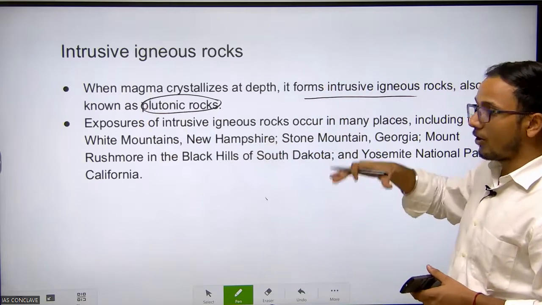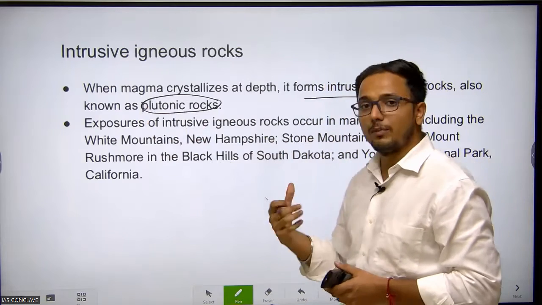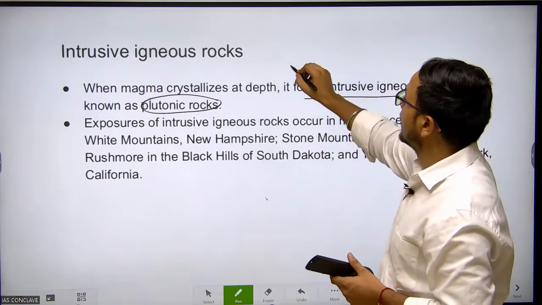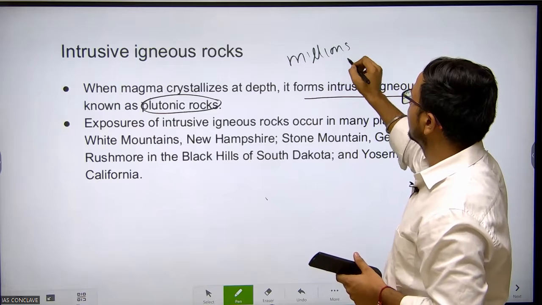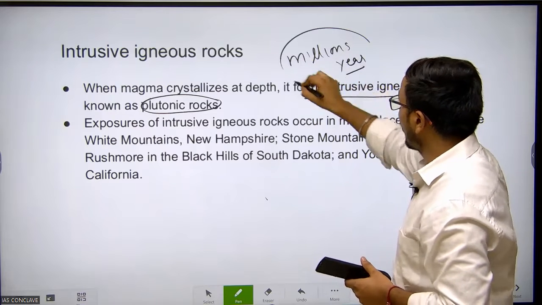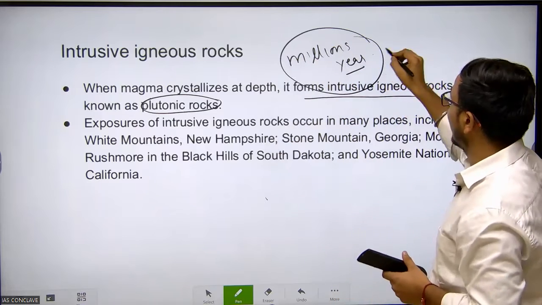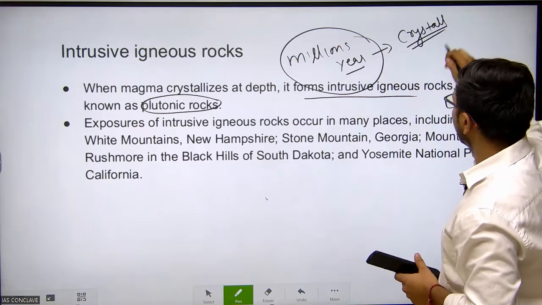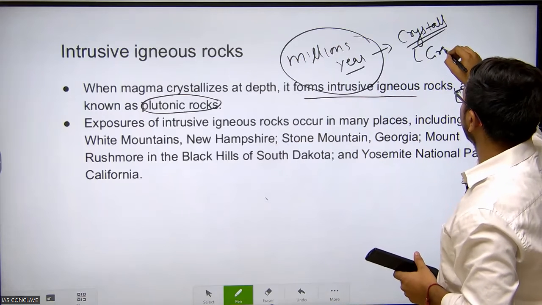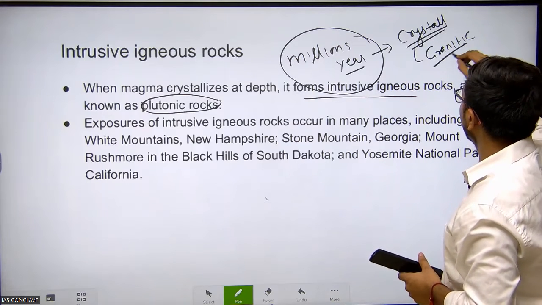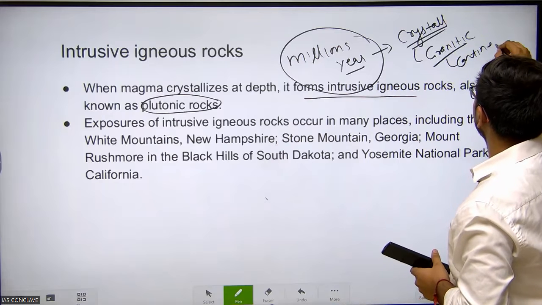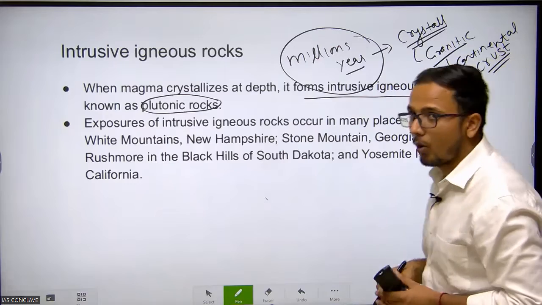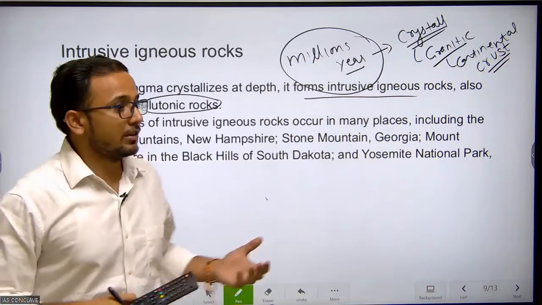So whenever the molten materials crystallize inside the earth, this process is very slow and it takes millions of years. So if it takes such a long time, what will happen? The crystals will form very large crystals. One example is our granite, which forms our continental crust. They have a very low density as compared to the extrusive igneous rock.